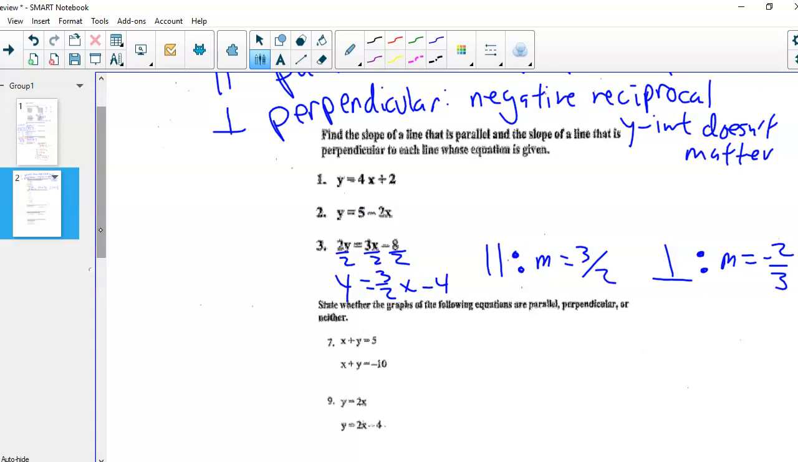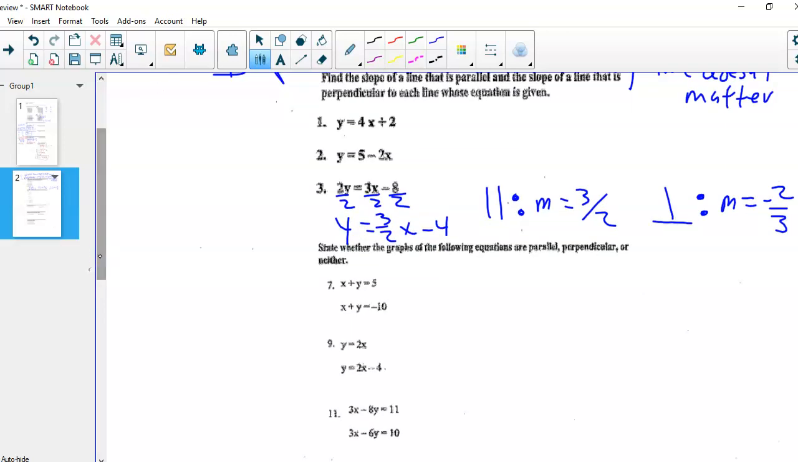Yeah, but the slope is going to be the exact same. So we shouldn't be talking.